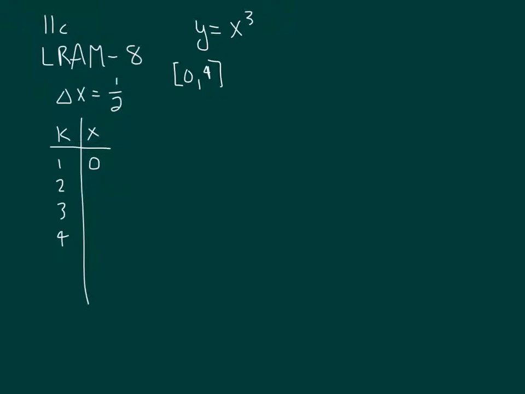So since we're doing our very first subinterval, we're starting at x is equal to 0. But for the subinterval after that, we're going to move 1/2 of a unit to the right. And then again, 1/2 of a unit, and then 1/2 of a unit. So what we know is that our slope of this is 1/2. So right away we can say that x is going to be 1/2 of k.